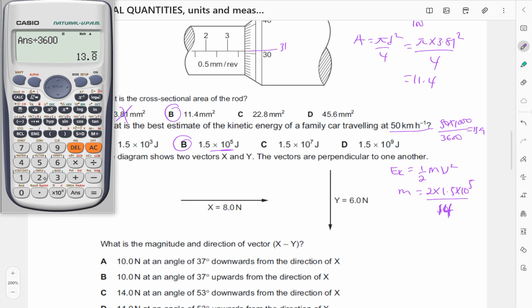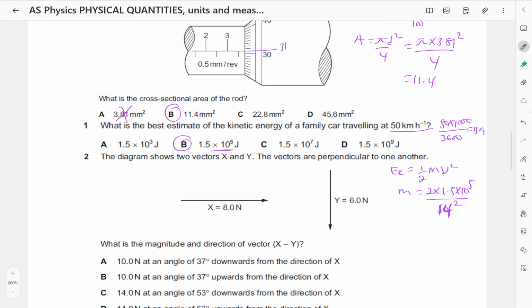So I will have 2 times 1.5. Remember, this should be squared, of course. 2 times 1.5 times 10 to the 5 divided by 14 squared. That is approximately 1500. We have already mentioned an estimate of a car approximately 1500. So this gives us a good estimate for the car, 1530 kilograms as the mass. So that means this is a reasonable estimate.